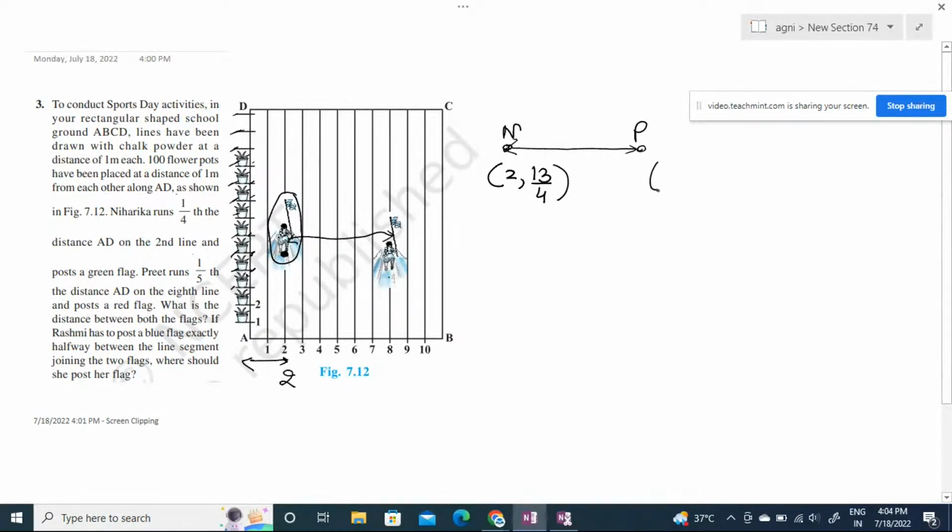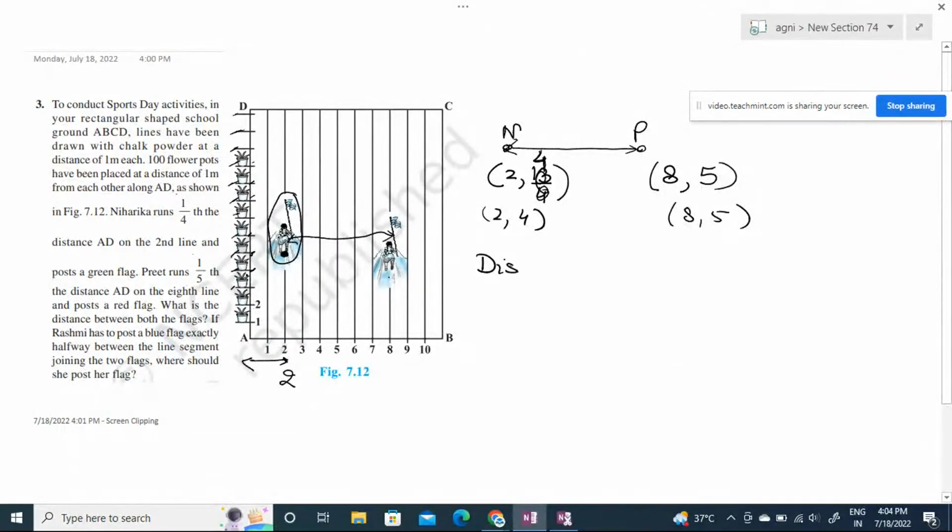And at this point we take, this is 8 and 1/5. So I think we can take 5 over here and 4 over here. Clear? These are the coordinates. Let me check that. Okay. Now we have to find the distance between them. Now these are the coordinates.